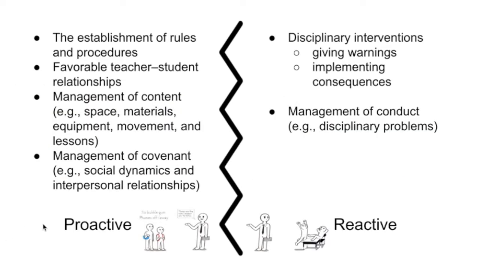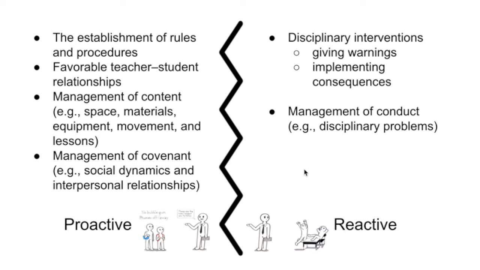So at a glance, here are some examples of proactive and reactive classroom management approaches. Some proactive measures that teachers must take include establishing rules and procedures, building favorable teacher-student relationships, managing of content, such as the classroom space, the materials, equipment needed by students, the ability of students and teachers to move safely around the room, as well as design and delivery of content. There's also management of conduct. In other words, a safe environment that includes social dynamics and interpersonal relationships.